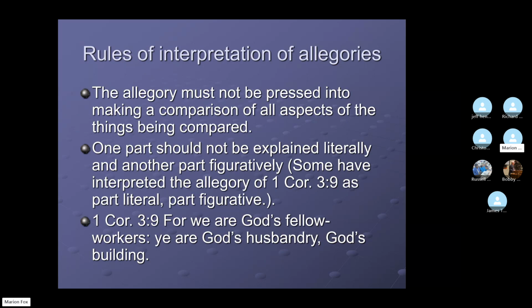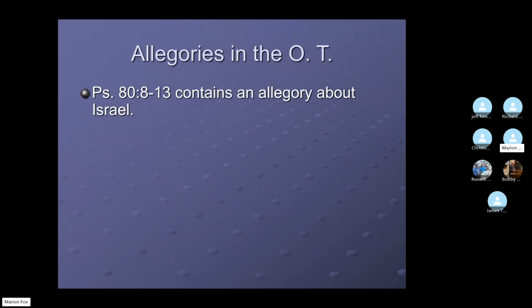For we are God's fellow workers, we are God's husbandry, God's building. So right here, we collectively are fellow workers. We collectively are God's husbandry, a farm, or a field, or something, and that would be like an orchard or a farm. We are God's building. You're God's building. And so there's a building in this right here. You can't take the fellow workers and the husbandry as figures of speech and then make the other literal building. So be careful with that.